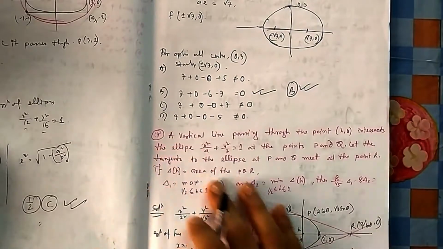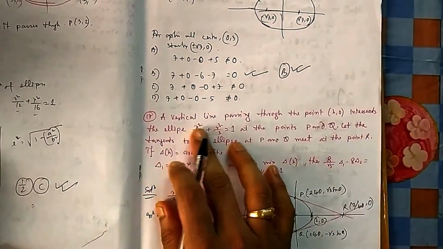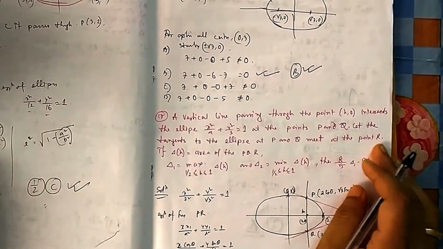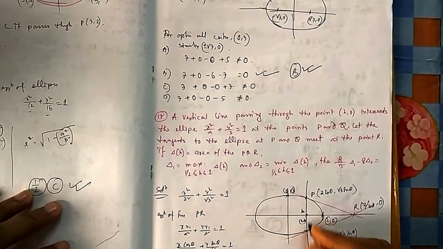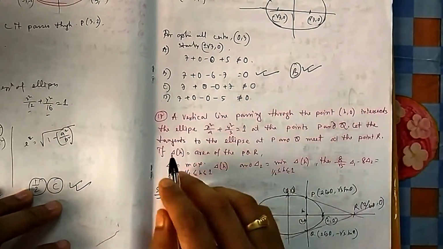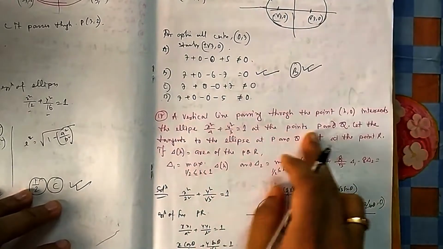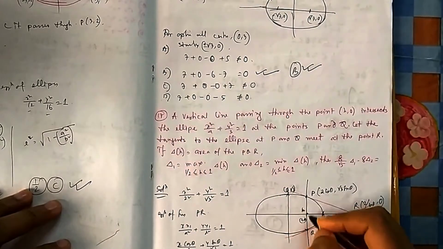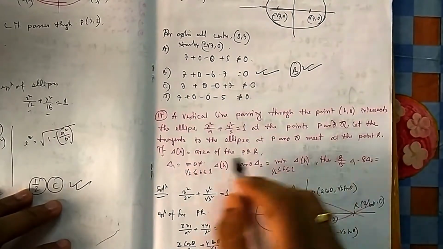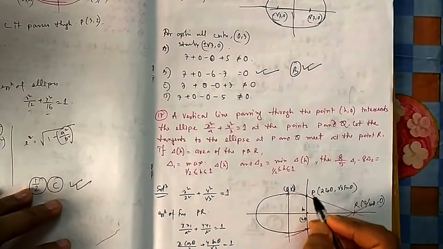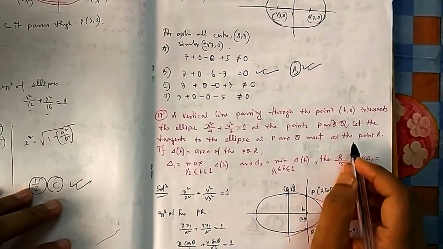So question number 17, now if you come to it, a vertical line passing through the point (h, 0). A vertical line through (h, 0) can be anywhere, I don't know. It intersects the ellipse, this one is the ellipse, at the points P and Q. So this vertical line intersects at the points P and Q. Let the tangents to the ellipse at P and Q, there are two tangents at P and Q, meet at a point R.